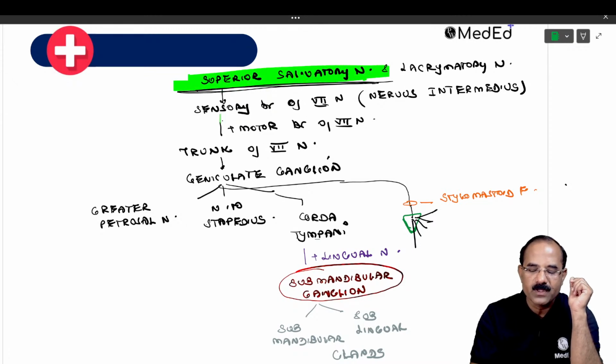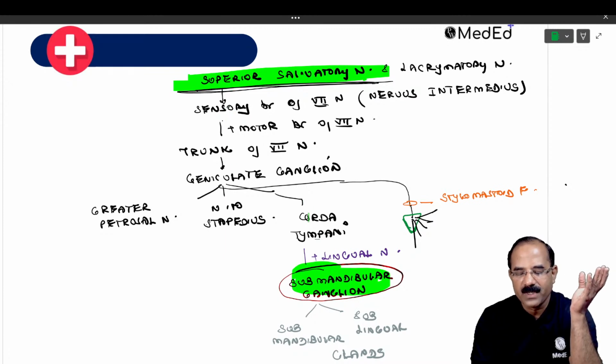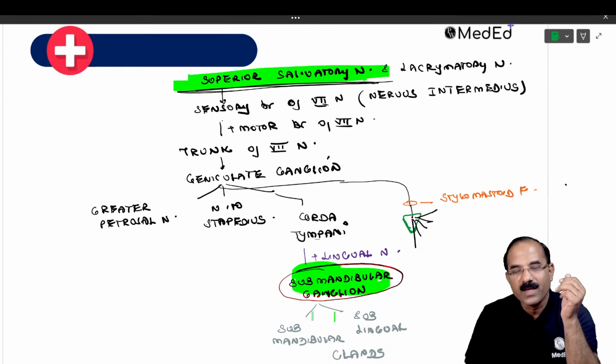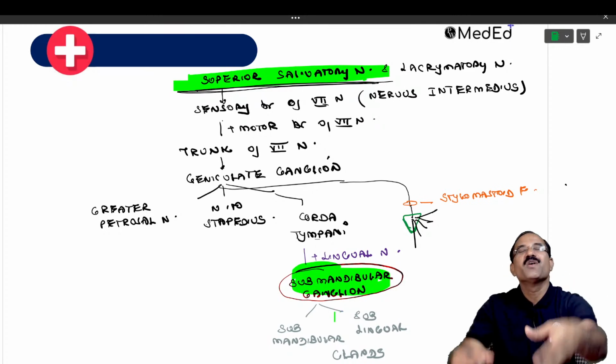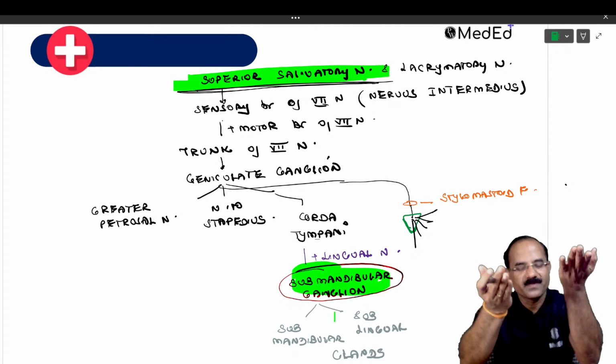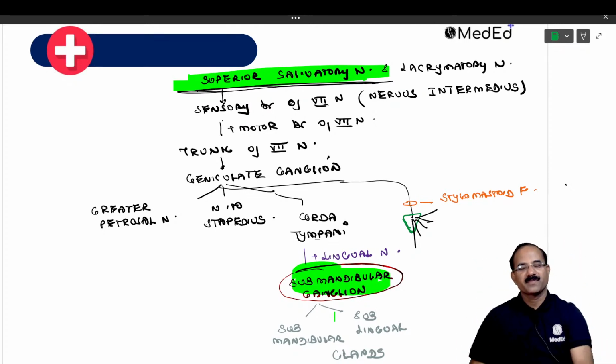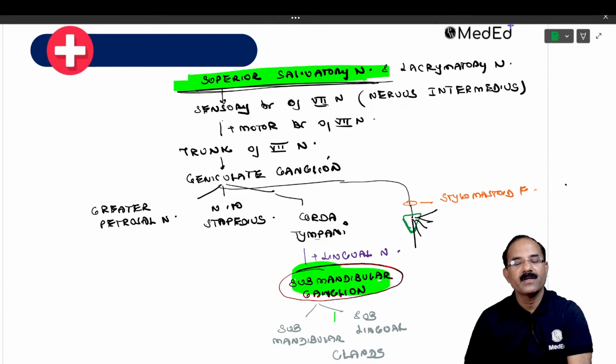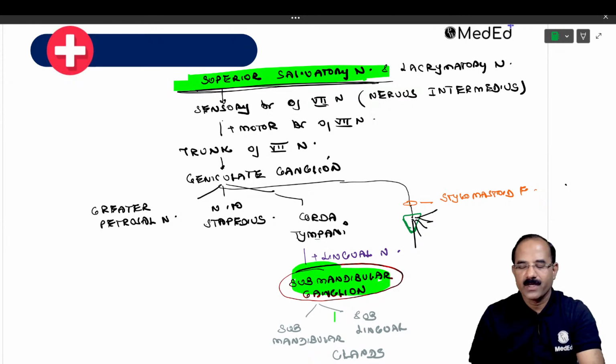From the brainstem to this, to this, to this ganglion. What are these fibers? Preganglionic fibers. What are these fibers? The postganglionic fibers. What is this relation? Functional. This is functional relation. You can get short notes on nerve supply of parotid gland, nerve supply of submandibular and sublingual glands. Yes, very good.